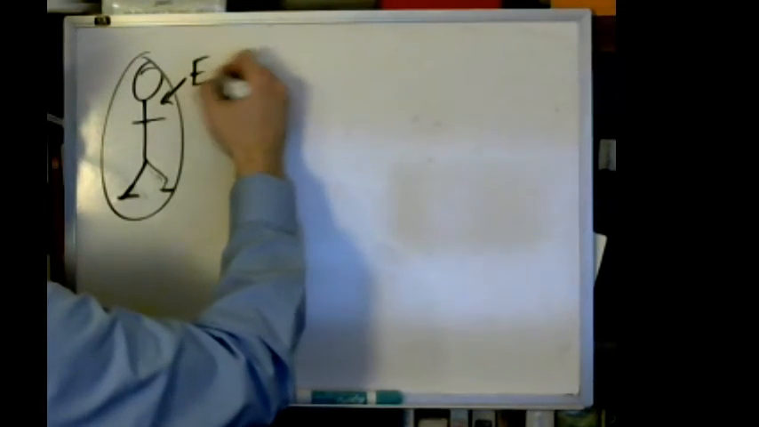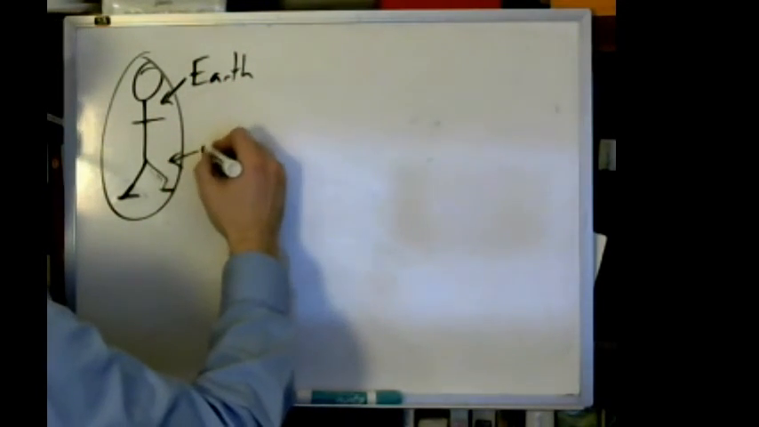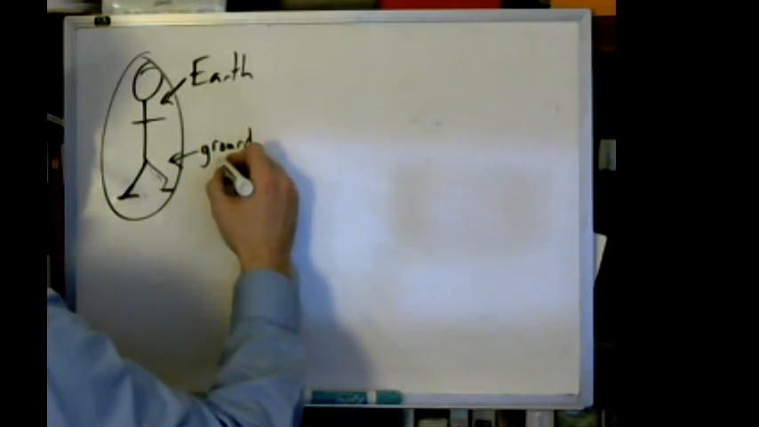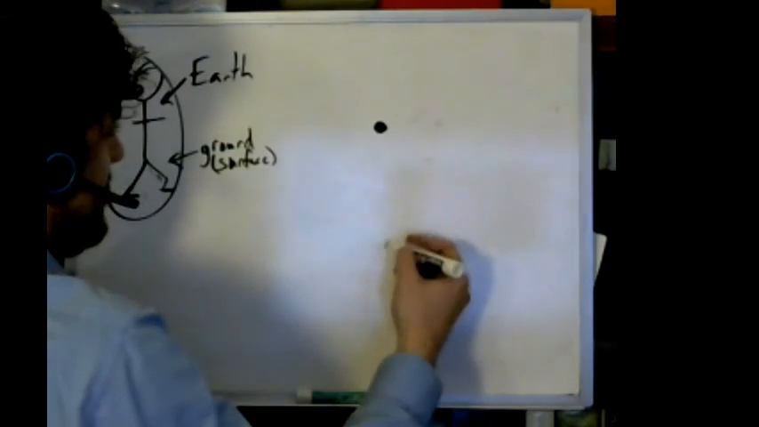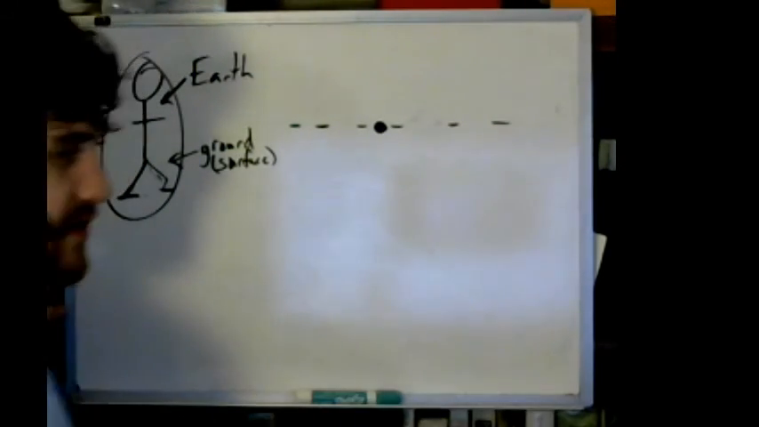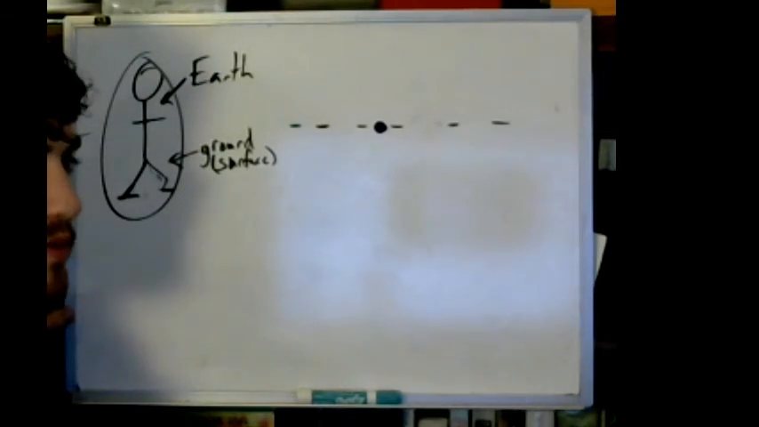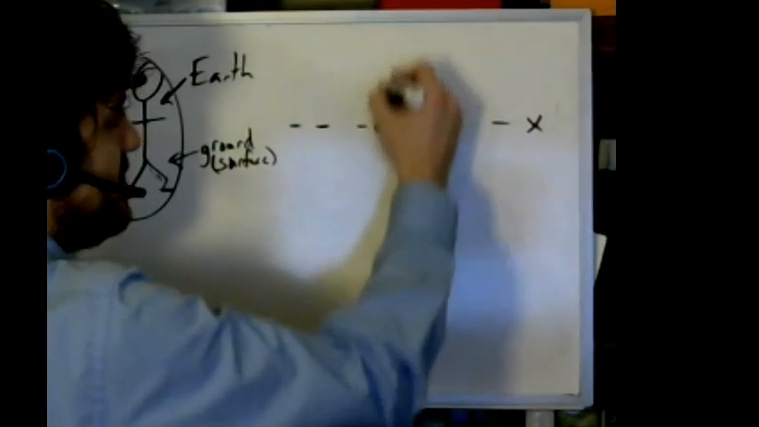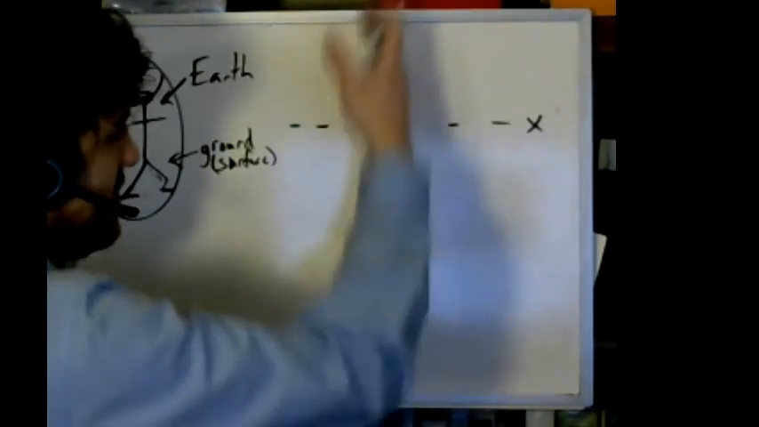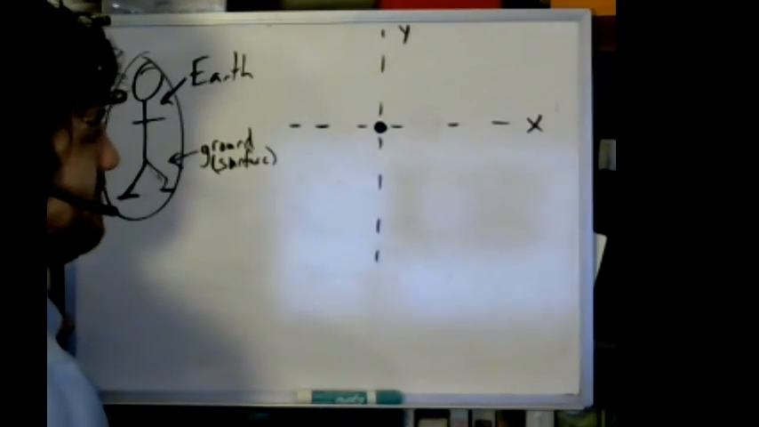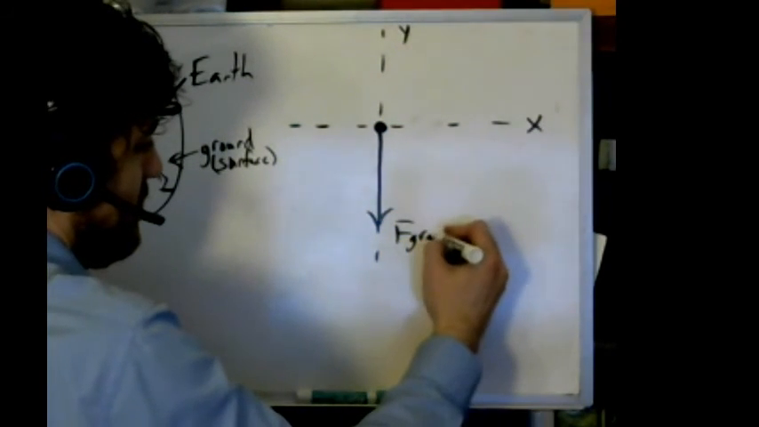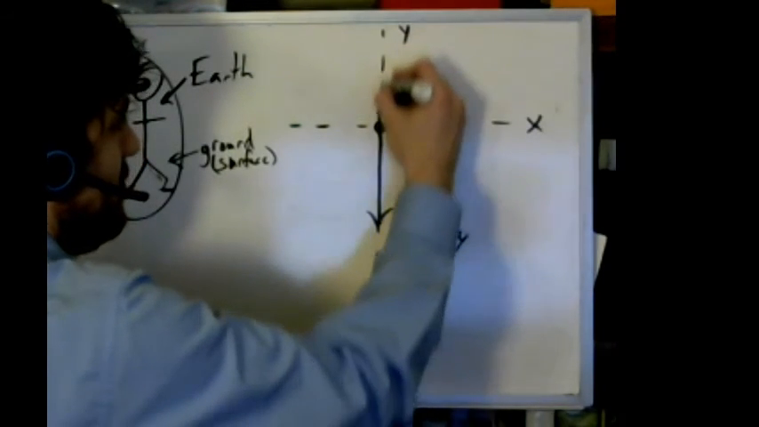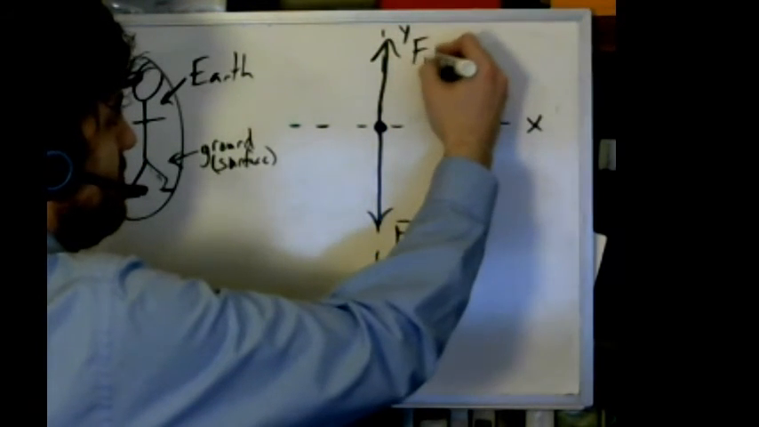Here's our person. Stuff that's interacting: we have the earth, we have the ground as our surface. Drawing our first force diagram, we draw our x-axis parallel to the surface. The surface is the ground. It's horizontal. Our y-axis is then straight up and down. Gravity pulls straight down. The normal force pushes straight up.